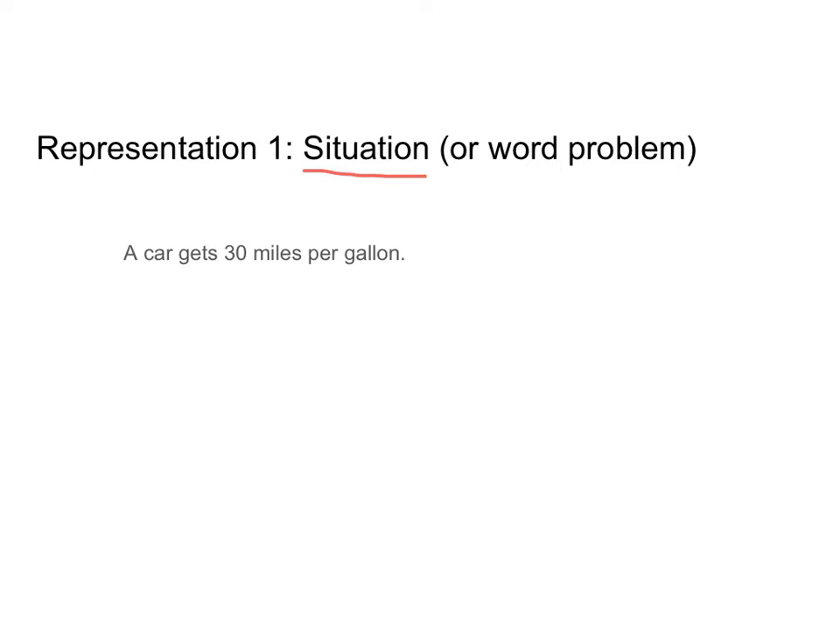So in algebra, when we talk about multiple representations, there are always 4. And the first one is the situation or the word problem. This is usually the one that you would be given, but sometimes you're asked to come up with it as well. In this problem, we're going to say that you have a car that gets 30 miles per gallon. So if you fill it up with 1 gallon of gas, you would be able to drive 30 miles. There's not much else we need to do for this. It's just important that we know that the situation is one of those representations.